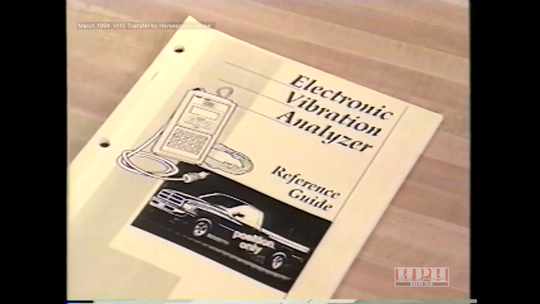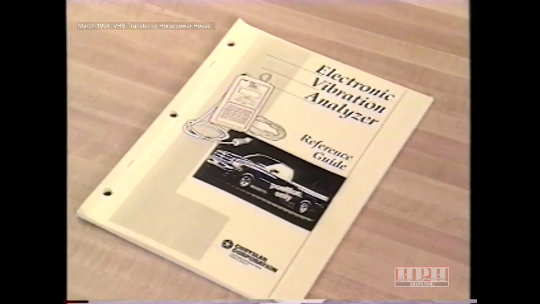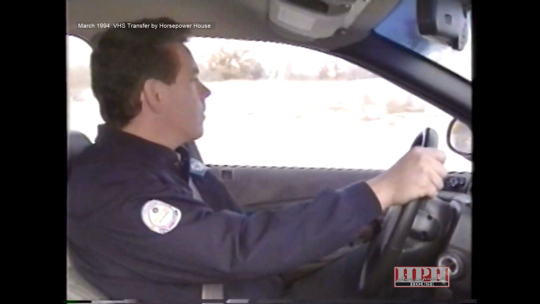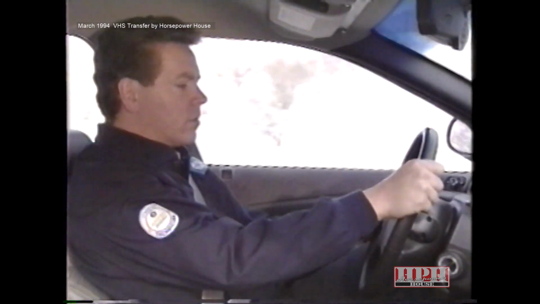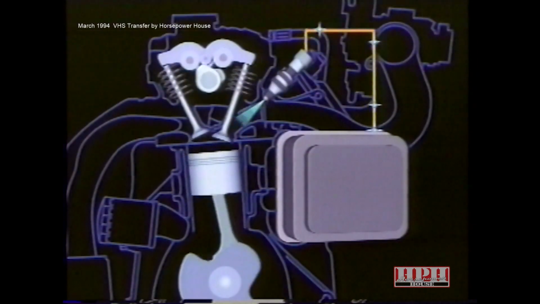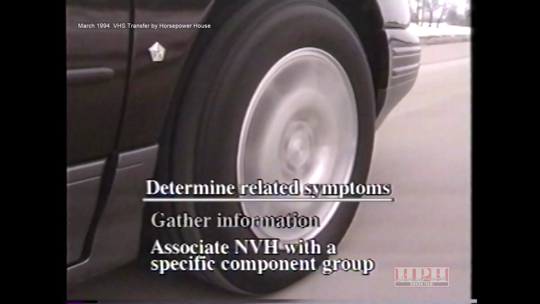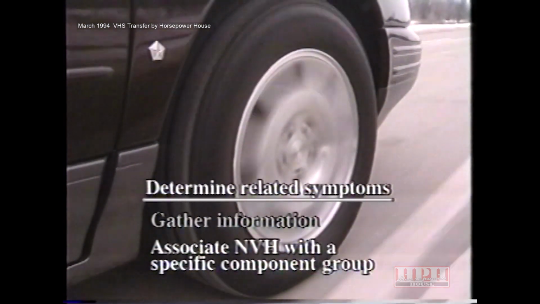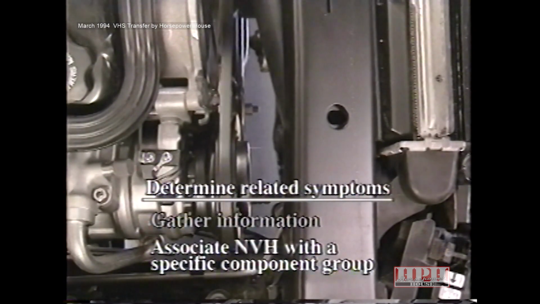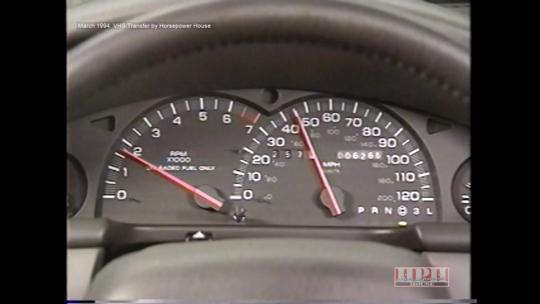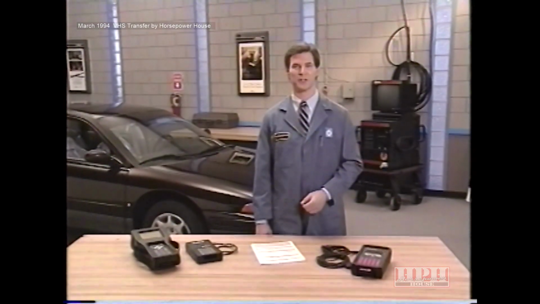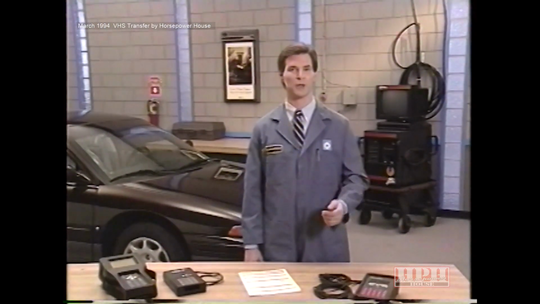Refer to the reference book included with the EVA for operating instructions. If you don't have an electronic vibration analyzer, you will have to rely on your senses to record noise and vibration frequencies. The second part of determining related symptoms is associating the noise, vibration, or harshness condition with a specific vehicle component group. Determining whether the noise or vibration is associated with engine speed components or vehicle speed components is the first and most important association. Once this is determined, the number of suspect components is greatly reduced.